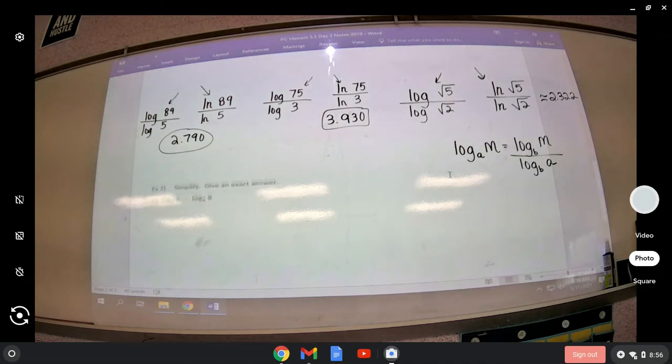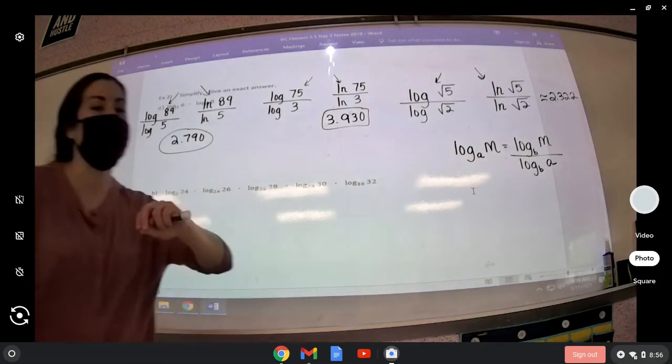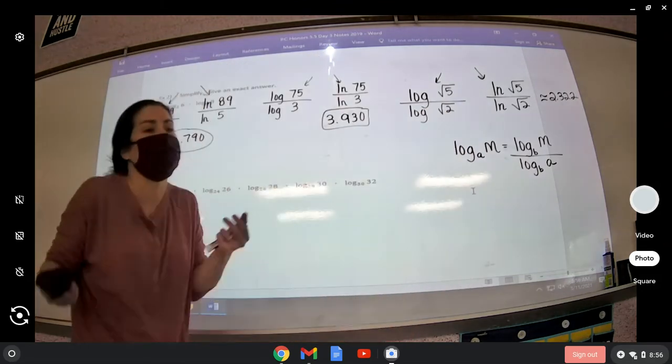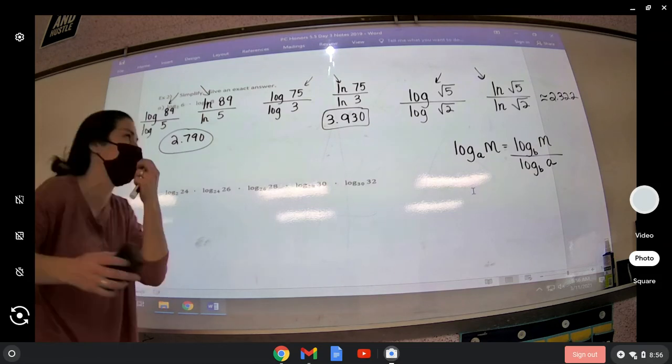Simplify this expression. They want you to give an exact answer, which means you can't start asking your calculator to do it. They want an exact answer. You ask your calculator what's log base 6 of 2, it's going to give you a decimal. We don't want decimals. We want exact answers.